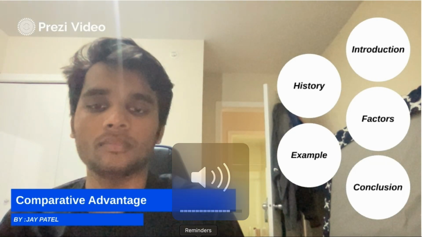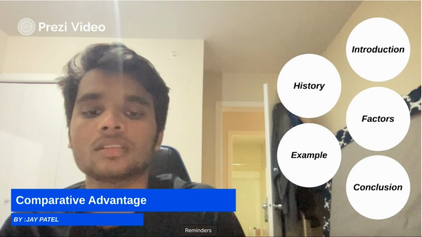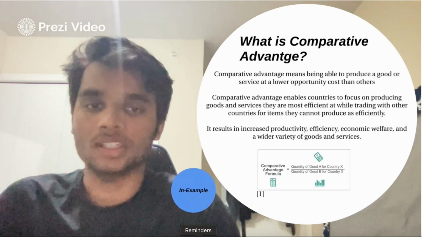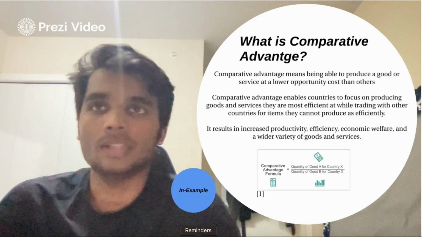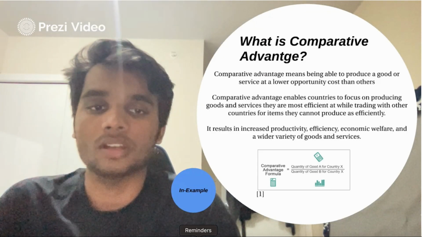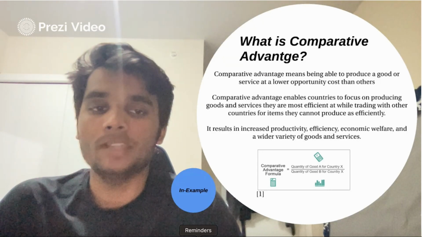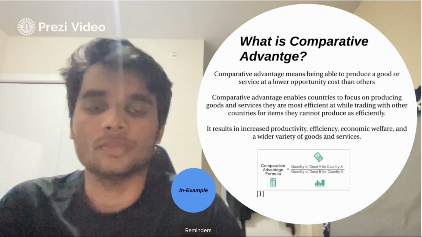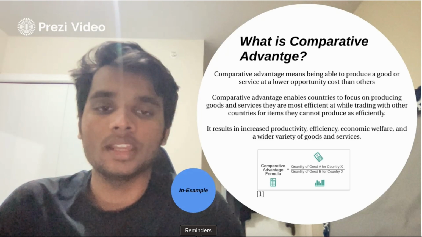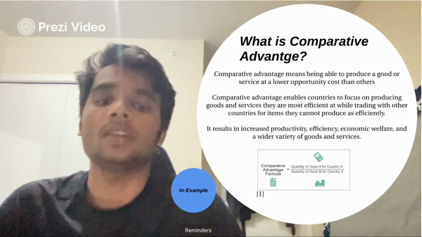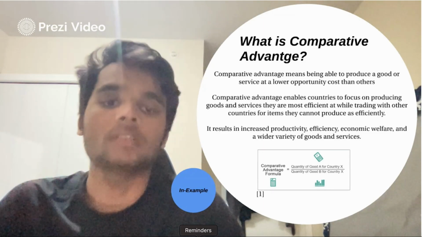Today I'm gonna talk about comparative advantages. So I'm gonna jump right into it. We're gonna talk about what is comparative advantage. Comparative advantage is basically being able to produce a good that you can produce at a lower opportunity cost. It basically increases the productivity, efficiency, and economic welfare in the market as well. And there's a formula to calculate comparative advantages, which I've given over here at the bottom.